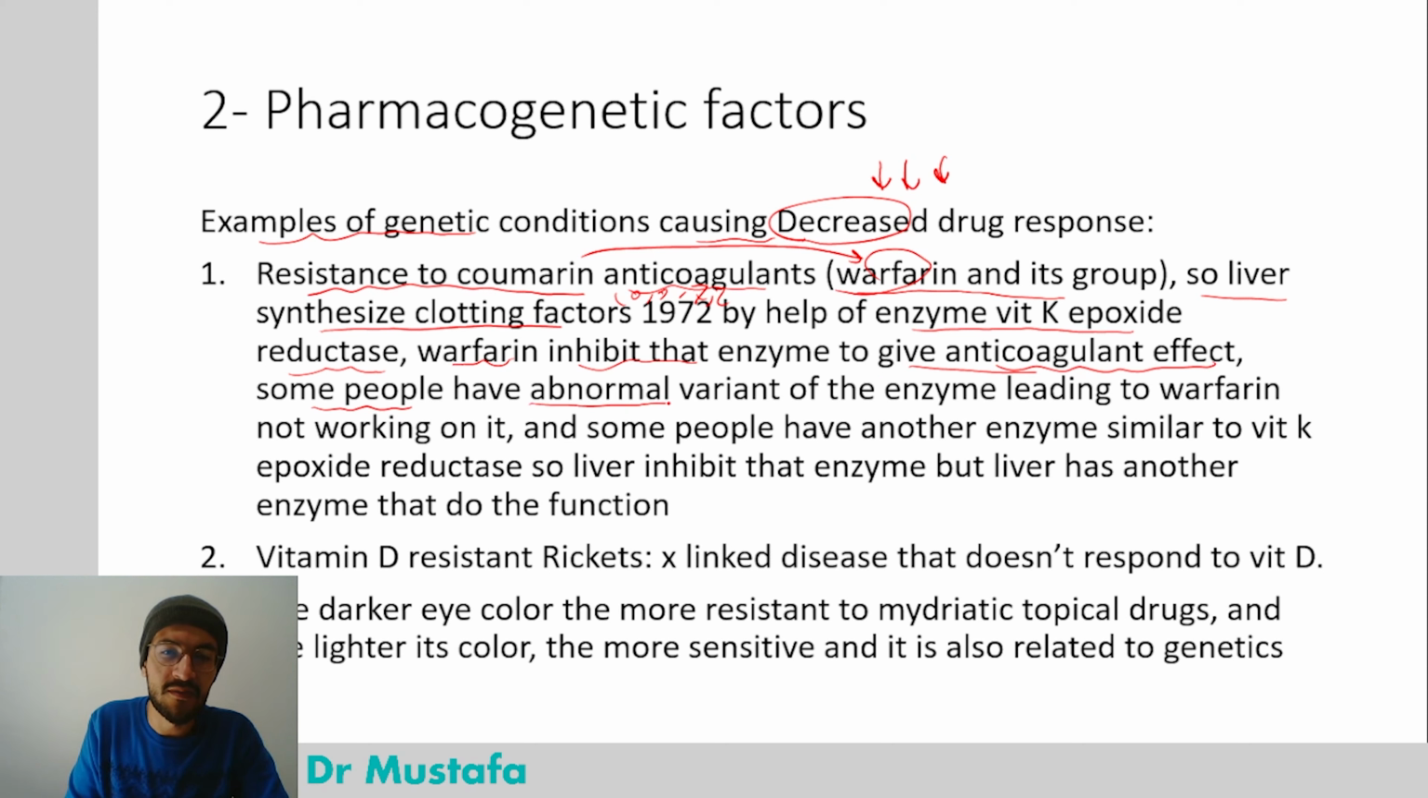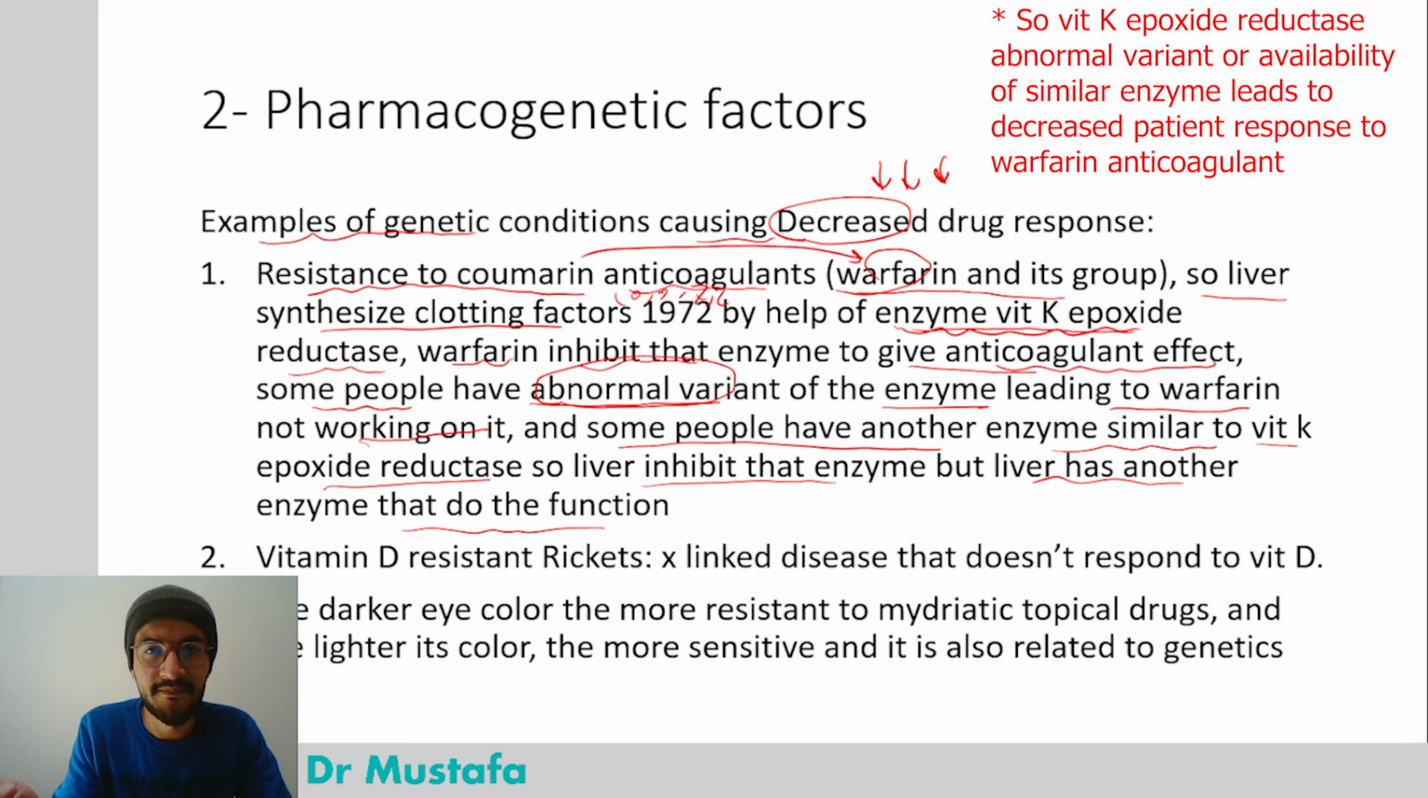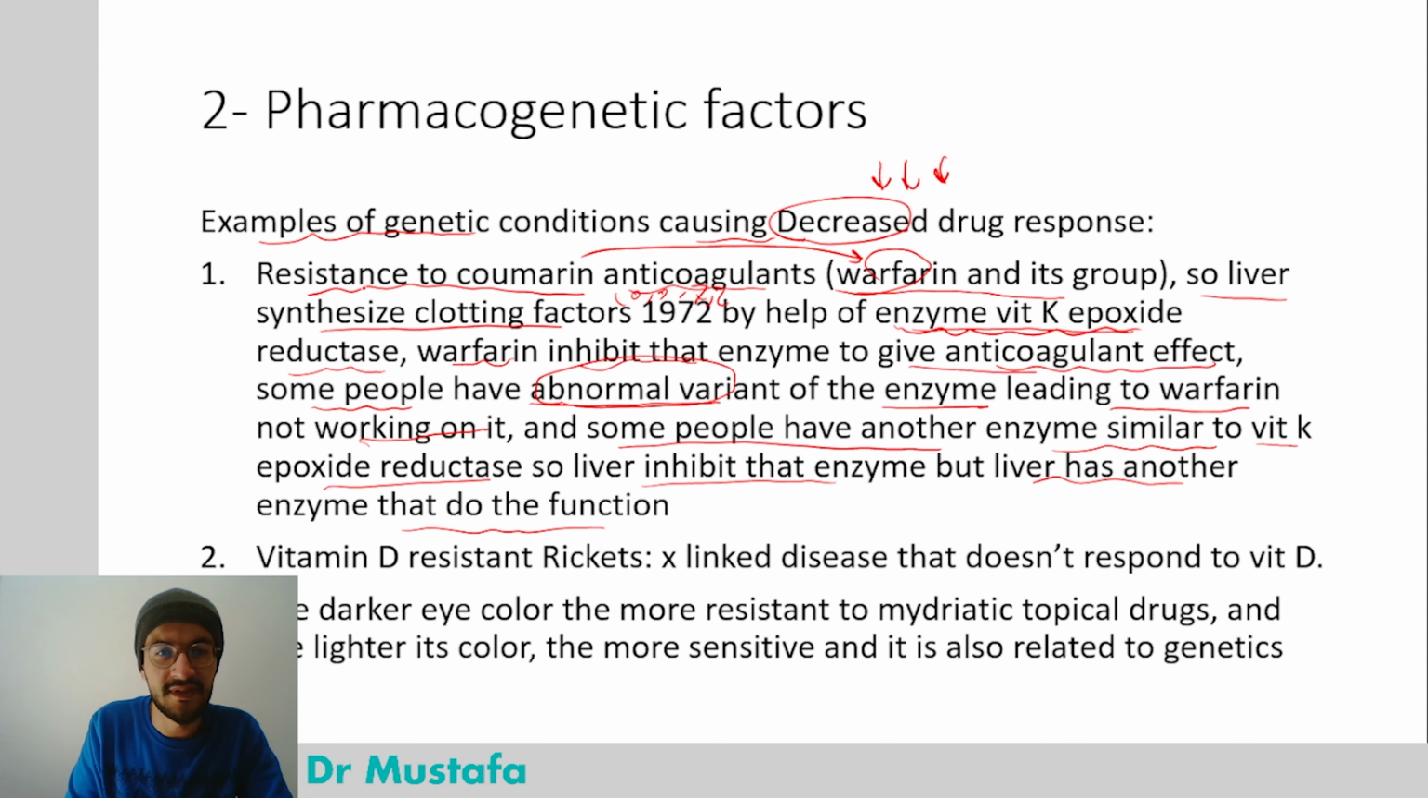Some people have an abnormal variant of the enzyme vitamin K epoxide reductase, so warfarin would not work on it because it is an abnormal variant. And some people have another enzyme similar to the vitamin K epoxide reductase, so warfarin inhibits the epoxide reductase, but it would not inhibit the other enzyme. So the liver has another enzyme that does the function, and would still synthesize the clotting factors. And when we use warfarin, we don't have the anticoagulant effect whatsoever. So that's the first example of decreased drug response, which is decreased anticoagulation effect.